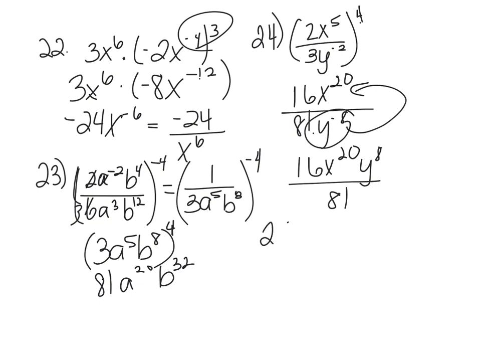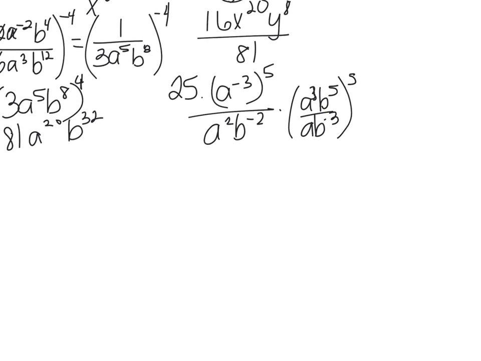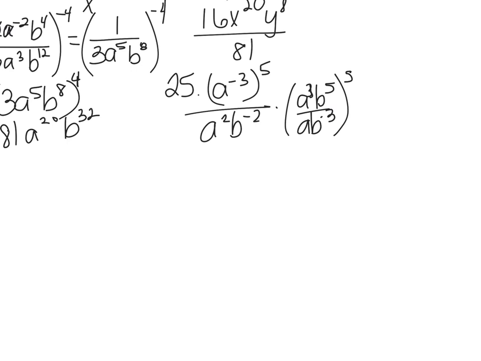And number 25. a to the negative 3 to the 5th divided by a squared b to the negative 2 times a cubed b to the 5th over a b to the negative 3 to the 5th. Let me make some room here for this last problem. Okay, so this a to the negative 3 to the 5th is going to be a to the negative 15th.